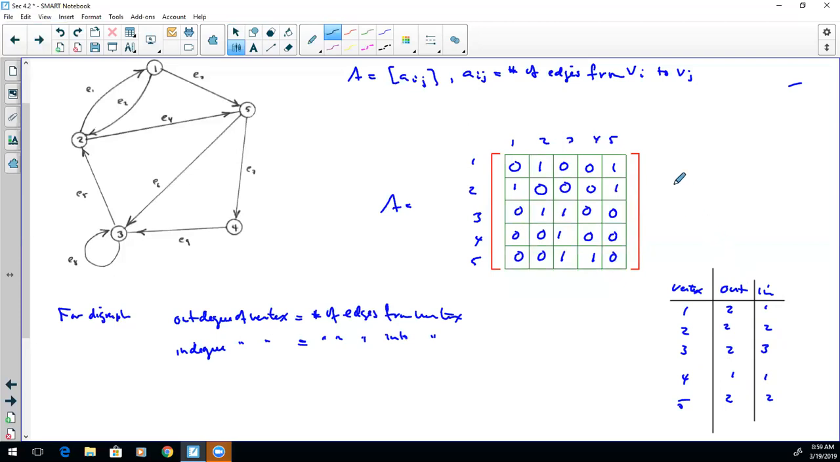Now, looking at these and looking back at this matrix here, the out degree of a vertex is the sum of a row for that vertex, and the in degree is the sum of the columns corresponding to that vertex.